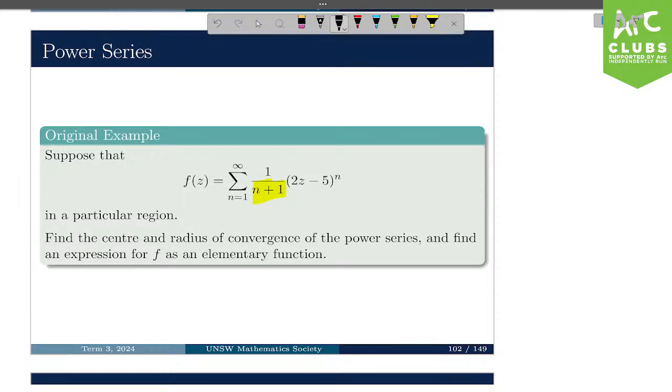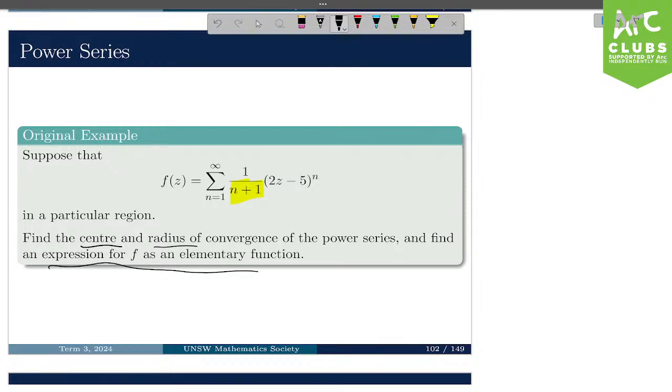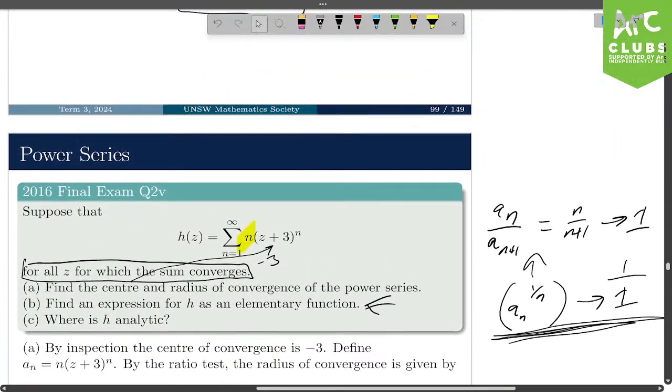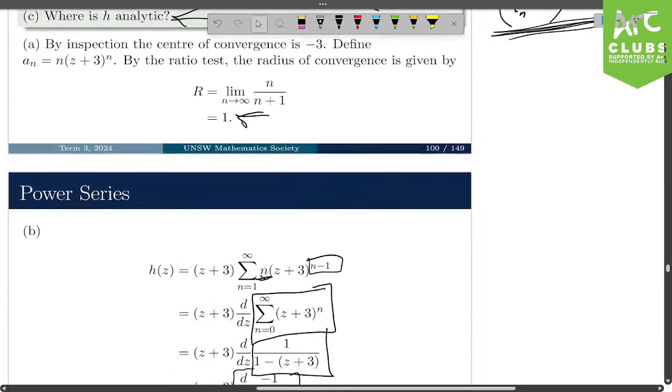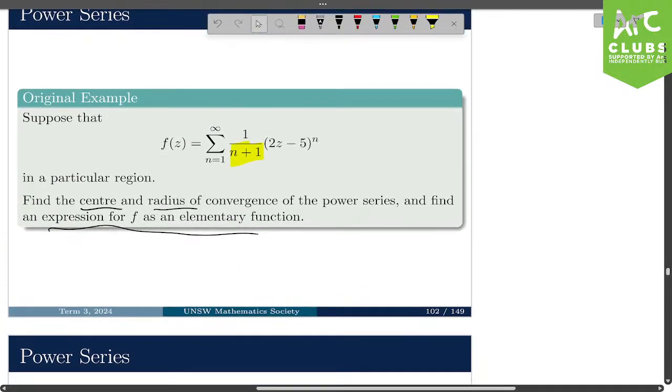Now, let's run through this. We want to find the center and radius of convergence and the expression for f as an elementary function. Okay? I think I forgot one little bit on this question. Where is it analytic? This is pretty much just saying, okay, define the ball. You go ahead and you do it, and you say, okay, centered about -3. We told you the radius is 1. Bam.